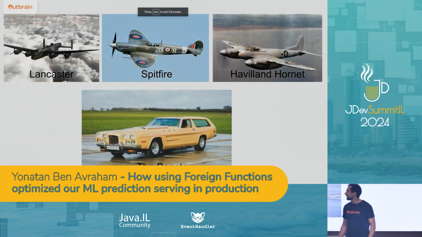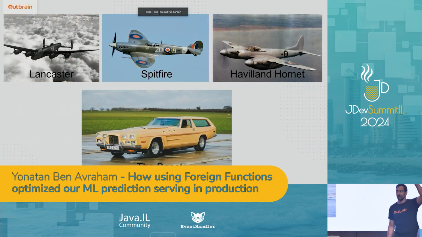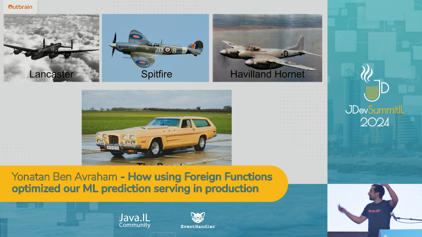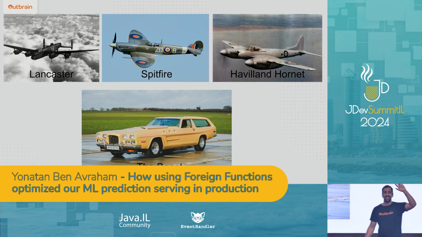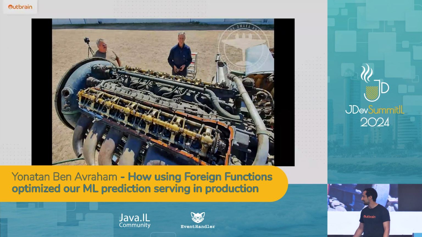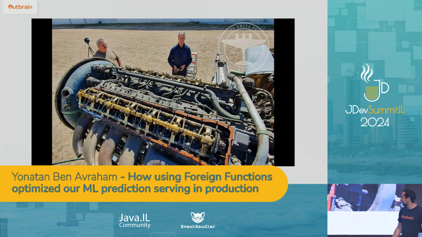By a show of hands, who knows what those 4 vehicles have in common? We have here 3 airplanes and this strange-looking car called the Beast. And I didn't expect to see many hands because the surprising answer is that they all have the same engine, the Mark 35 Merlin engine.